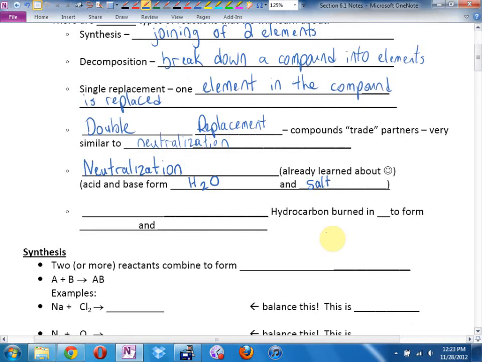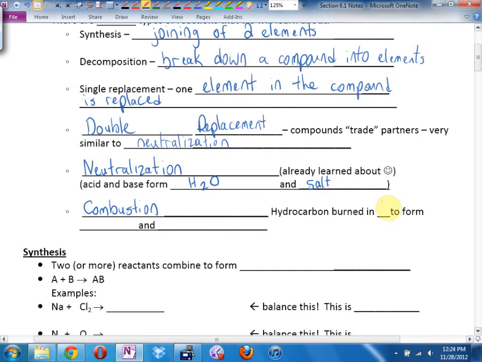The very last one is the one most of you think is the funnest. Combustion, not explosion, although some types of explosions, if they involve some kind of hydrocarbon fuel, are combustion. That's when you take a hydrocarbon. What two elements were in a hydrocarbon? If you take something like CH4, that was methane, the simplest one, some kind of hydrocarbon, and you burn it in, what do you need to burn something? Oxygen.